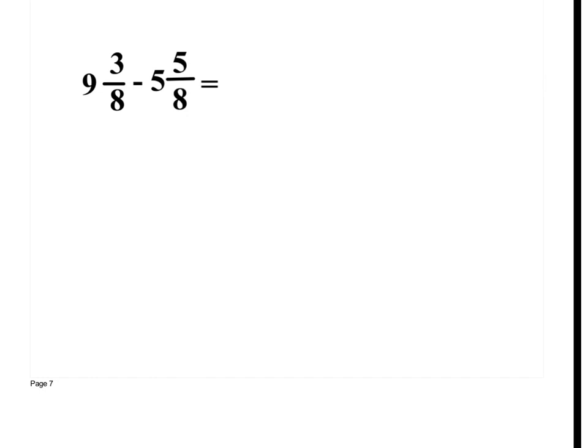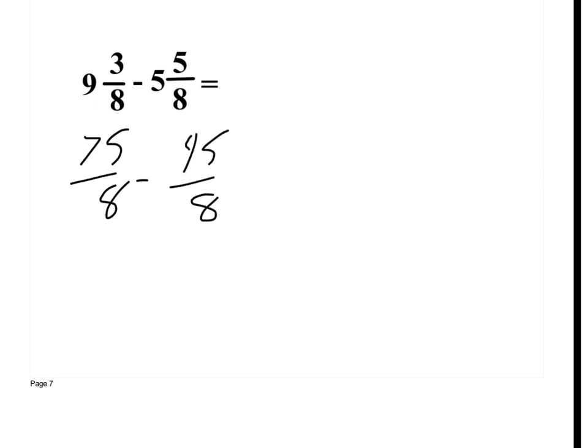Write this down. All right. I have 9 3/8 minus 5 5/8. Again, you choose one of the 3 ways you want to do it, but for me, I prefer you and urge you to do improper fractions, so that's how we're going to do it. 9 times 8 is 72. 72 plus 3 is 75. 5 times 8 is 40. 40 plus 5 is 45 over 8.